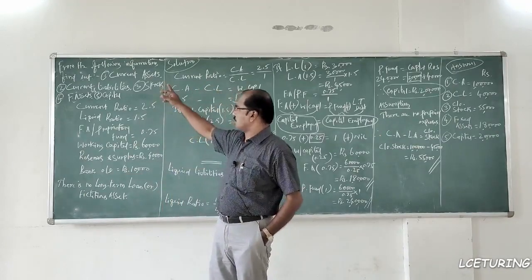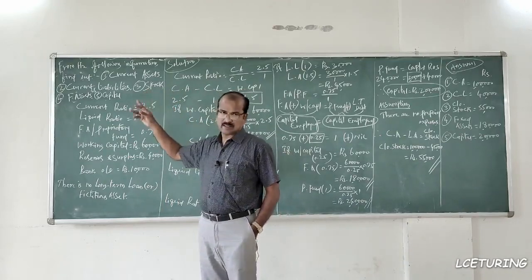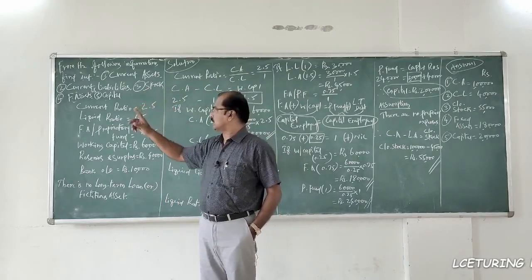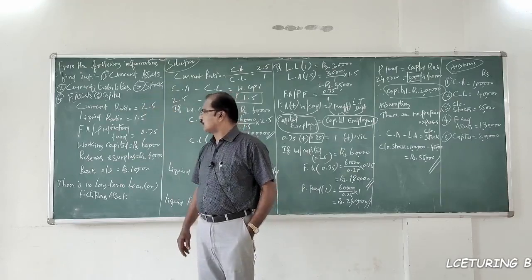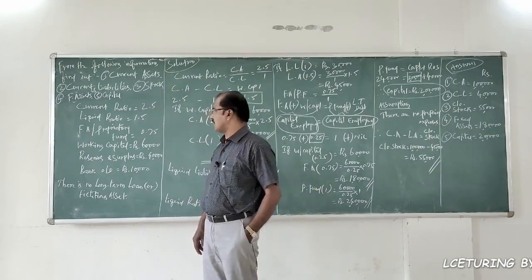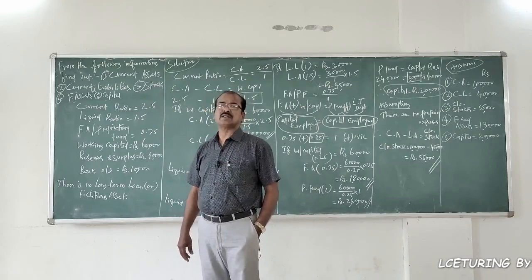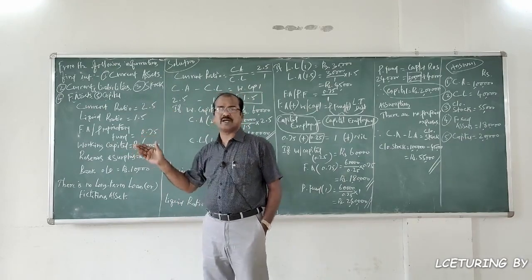From the following information, find out 1. Current assets, 2. Current liabilities, 3. Stock, 4. Fixed assets, and 5. Capital. Let us look at the information that are provided in the problem.